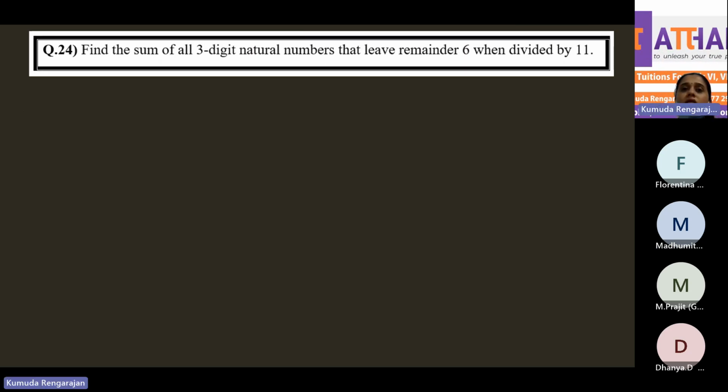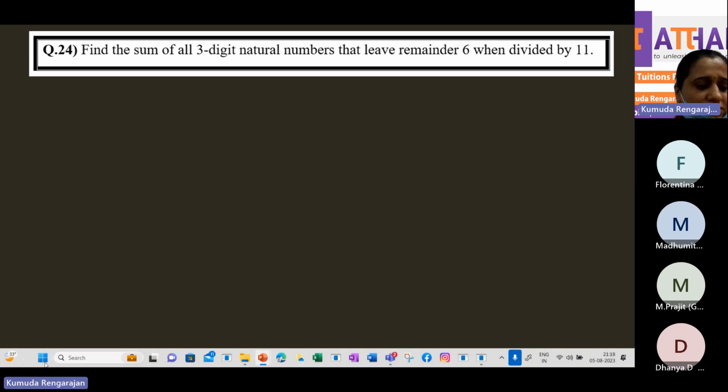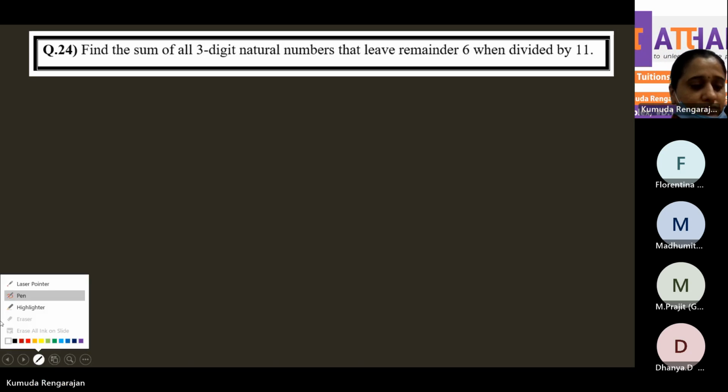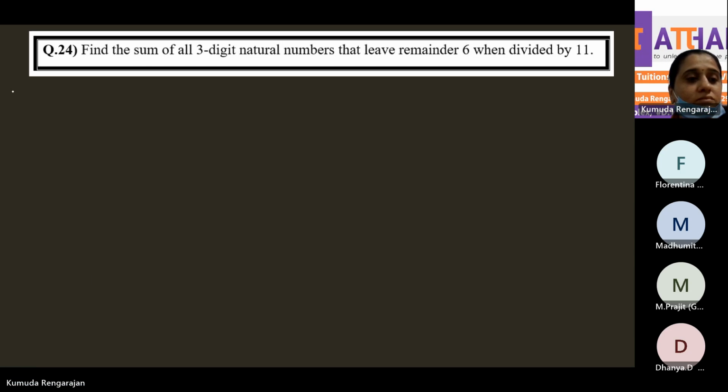Find the sum of all three-digit natural numbers that leave remainder 6 when divided by 11. We should find the sum of all three-digit natural numbers that leave remainder 6 when divided by 11. So let's just write, because three-digit, no? So let's write the multiples of 11 first. Sorry, three-digit multiples of 11.